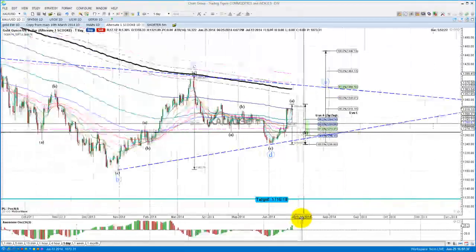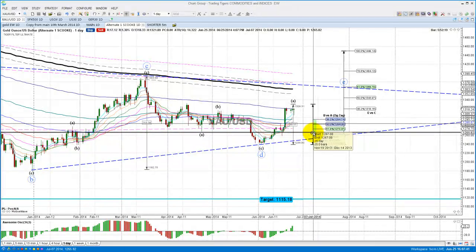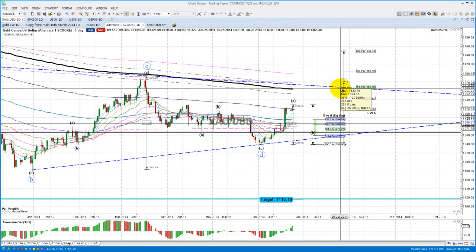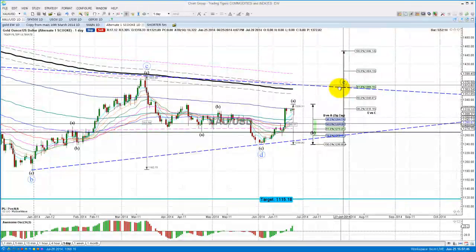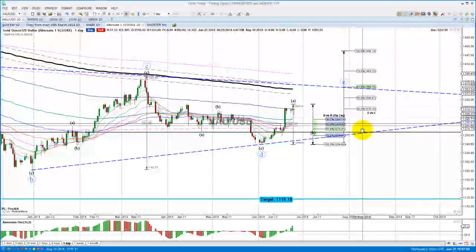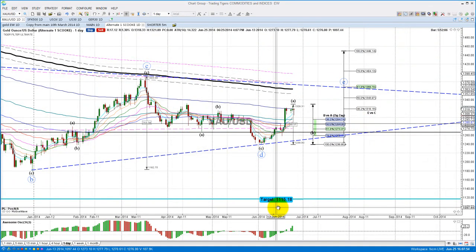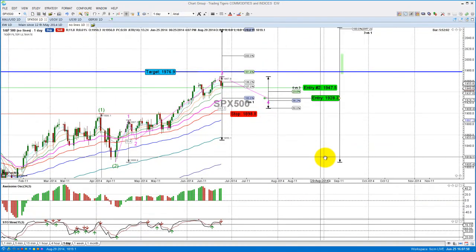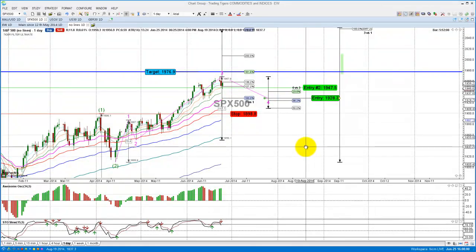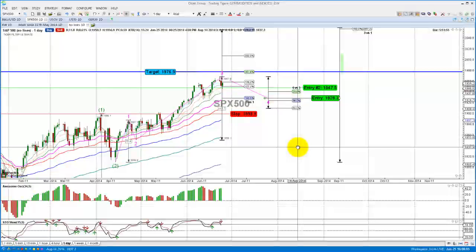So what we're looking for is price to come down, complete our wave structure for B, and then price to go up for the C wave, and then completing the E wave. And then we're looking for price to come down and then push all the way down further. And we've got a target level at 1115.18.